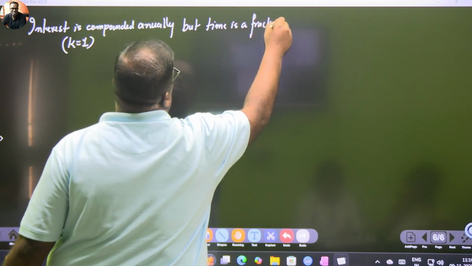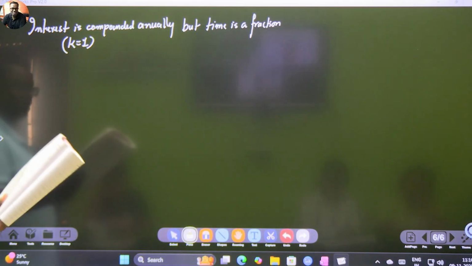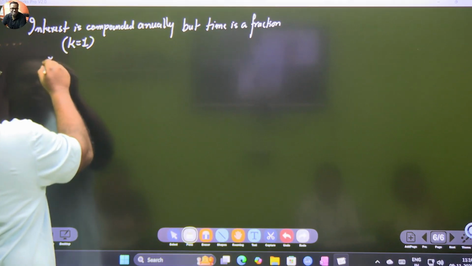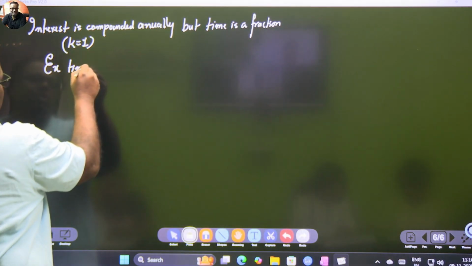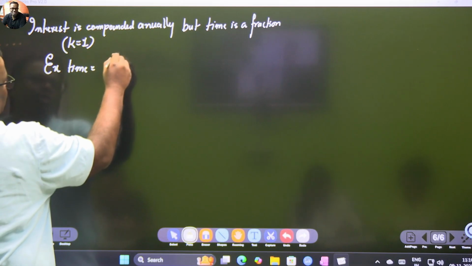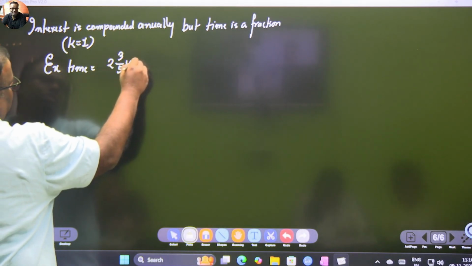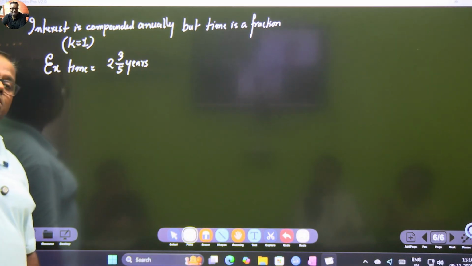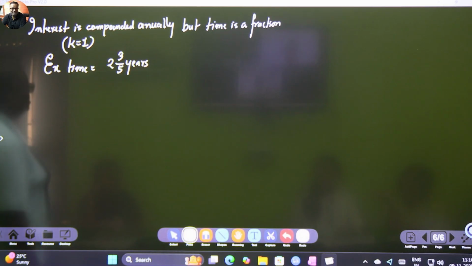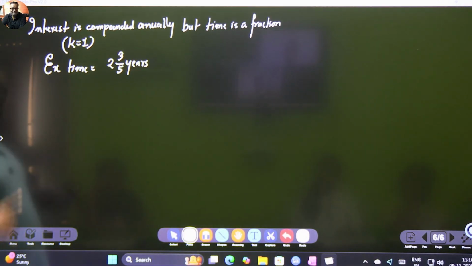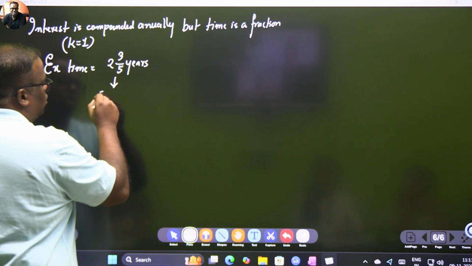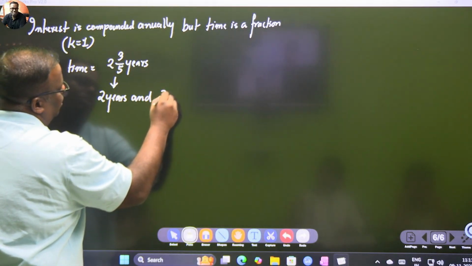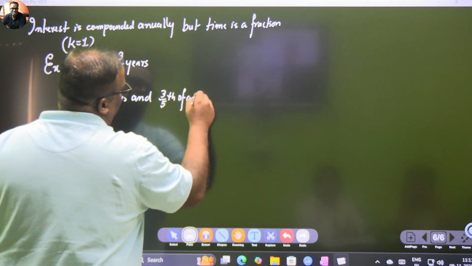Means this time we will not get the time as 2 years or something like that. So let's say, for example, in the book they have taken an example. Let's say time is equal to 2 and 3/5 years. First, learn to break this. 2 3/5 years means 2 years is a full year, and another is how much? 3/5 of a year. This means 2 years and 3/5 of a year. This is what you should understand.